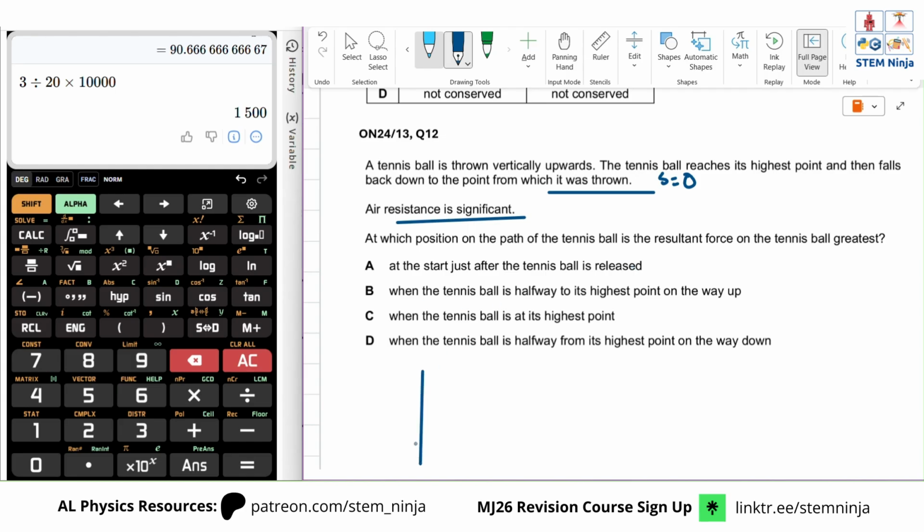So basically, this is going to be the same way. It's going to be this type of graph. So as you can see, the gradient is highest over here. So this is going to be at the start after the tennis ball is released.